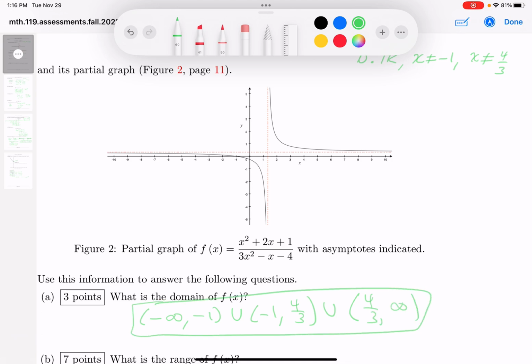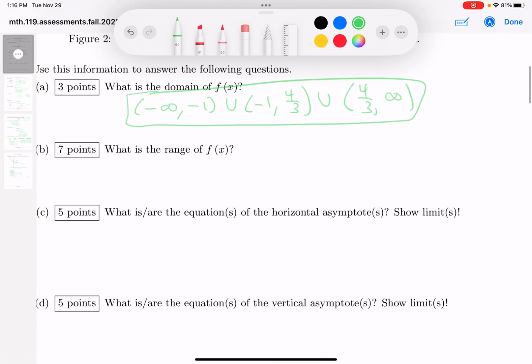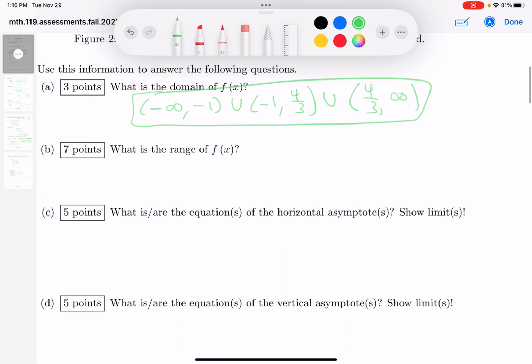All right. Range always scares me, by the way, but I'll come back to that later. That's the second question. I want to do the horizontal asymptotes. And what's it going to be? Limit as x goes towards infinity of f of x. Well, I have to do the other one too, right? The limit as x goes towards minus infinity of f of x.